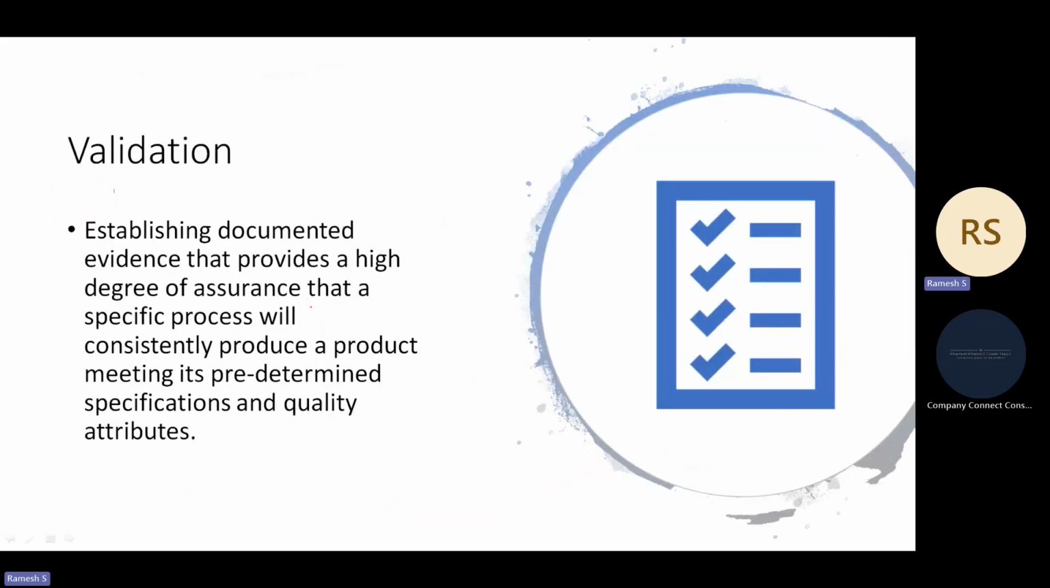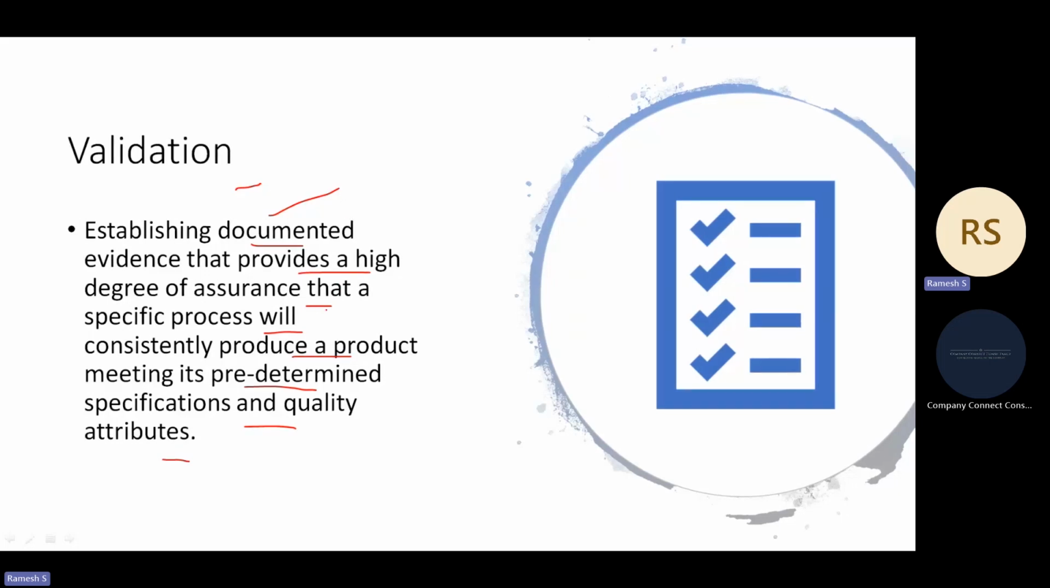Okay, so now we will see the definition of validation. Validation is nothing but establishing documented evidence that provides a high degree of assurance that a specific process will consistently produce a product meeting its predetermined specification and quality attributes. First of all, validation means it should be documented evidence. There is a saying in pharma: if it's not documented, it's not done.